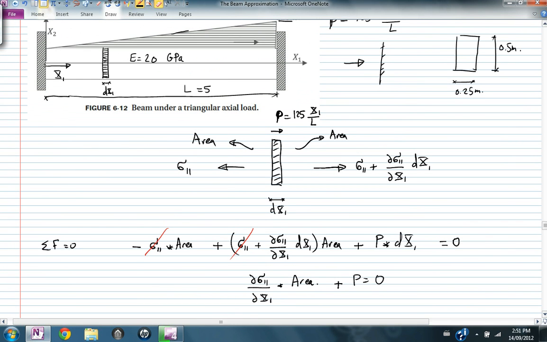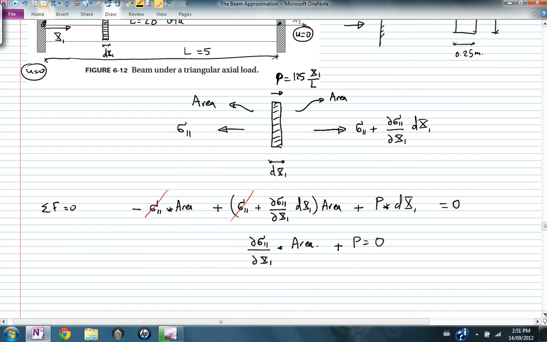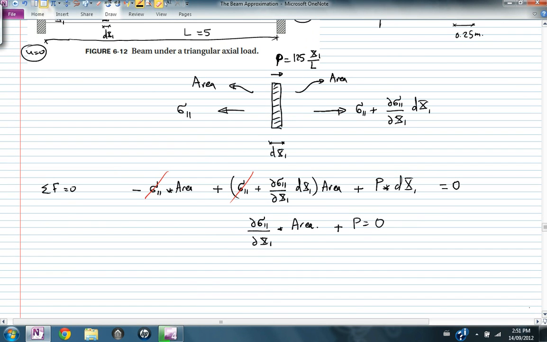But the boundary conditions are given in terms of the displacement. U is 0 and U here is equal to 0. Now, how can I solve such a problem when the boundary conditions are given in U, but the differential equation is given in terms of the stress? Well, that's why we have a constitutive law. The constitutive law states that sigma on 1 is equal to E epsilon on 1.